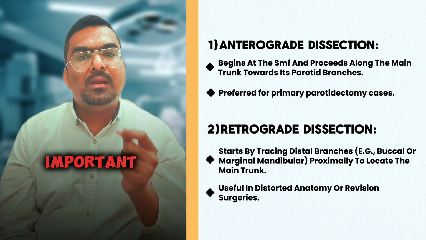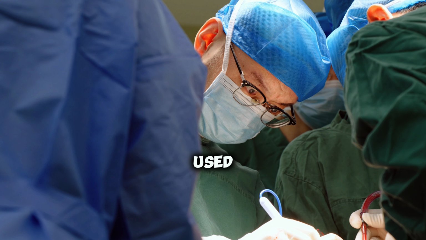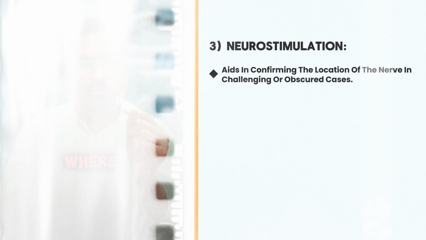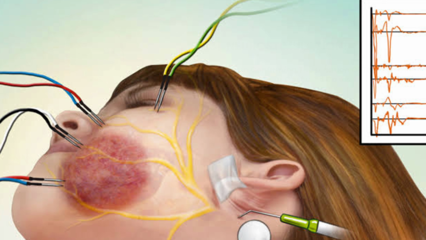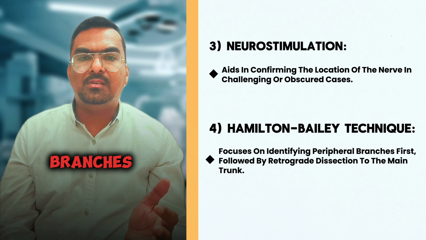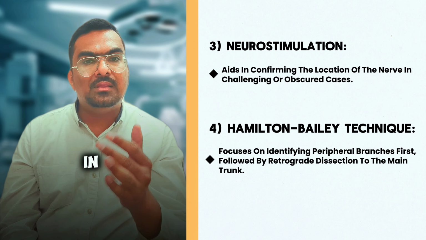A very important and newer modality is neurostimulation. It's used for confirming the localization of the nerve, which can be challenging, where we use nerve stimulators. Then there is the Hamilton-Bailey technique. This technique focuses on identifying the peripheral branches first, followed by retrograde dissection to the main trunk, which is used in revision surgeries.